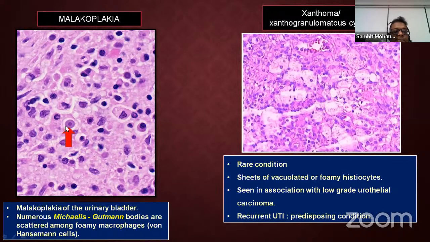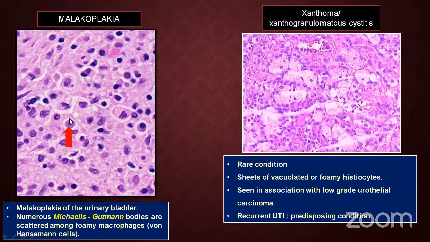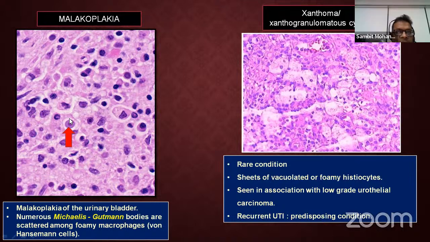What are these structures? You do see malacoplakia in various organs like gallbladder, urinary bladder, appendix. Virtually, it is described in any organ system now. So it is a histiocytic lesion, and these histiocytes are called von Hansemann histiocytes.